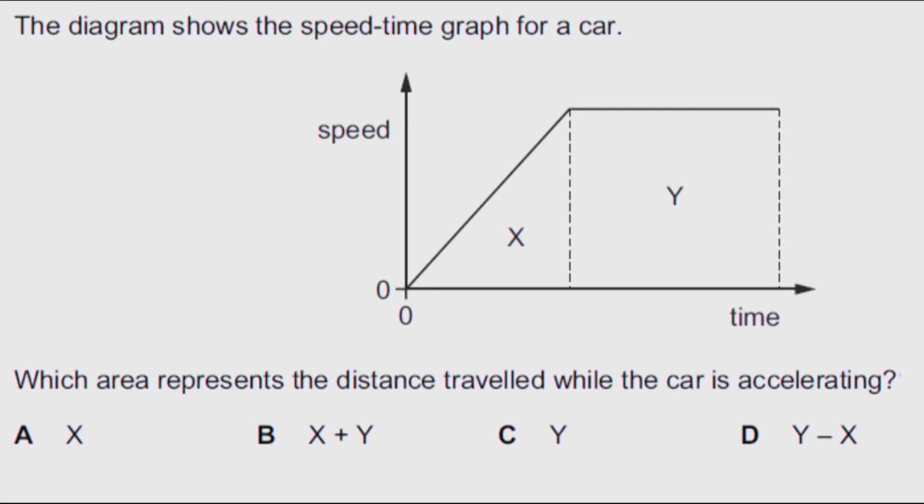Now, we are finished with the theory. Let us have a look at some questions to reinforce what we've been learning so far. The diagram shows a speed-time graph of a car. Which area represents the distance traveled while the car is accelerating? I mentioned earlier, distance is the area under the graph. You have got two areas under the graph here, x and y. Which one is representing the distance traveled while the car is accelerating? The answer is A.